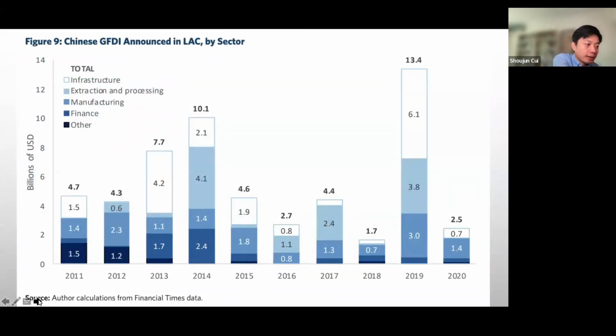This is another graphic from Boston University. You can see China's GFDI, that means green FDI, in the Latin American sector. You can see a lot of investment goes to the infrastructure, extraction and manufacturing sectors. That makes China a very reliable capital provider to Latin American countries.